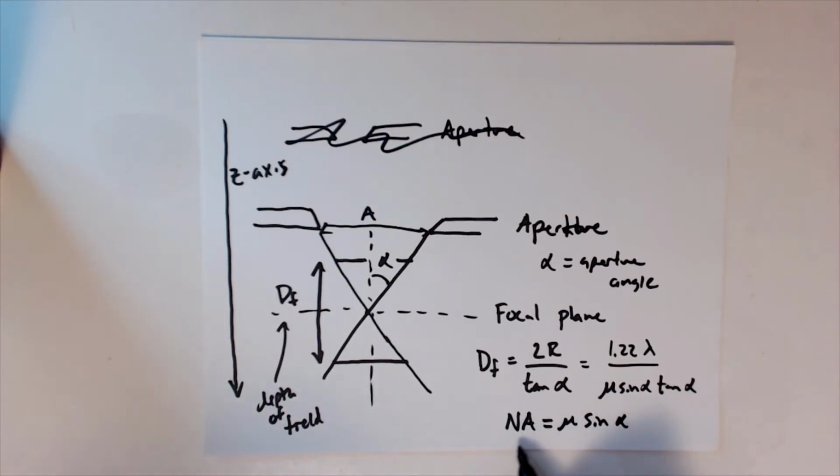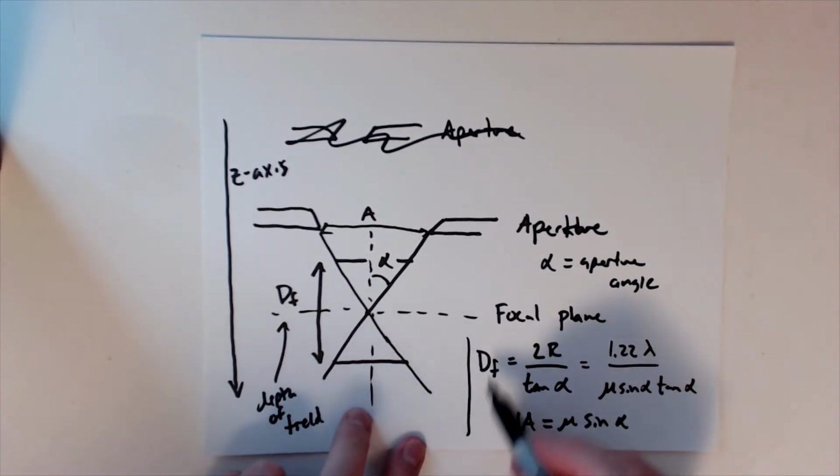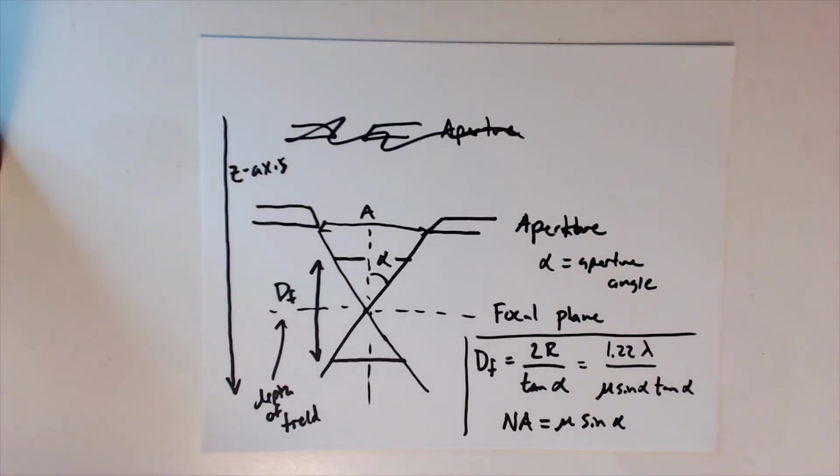So if we know the numerical aperture and we know the refractive index, we can also always solve for alpha and plug it back into this tangent alpha expression. So even if, in a problem, for example, alpha isn't explicitly given to you, if you can determine the numerical aperture, you can find this depth of field. So that's important to keep in mind for future problems.